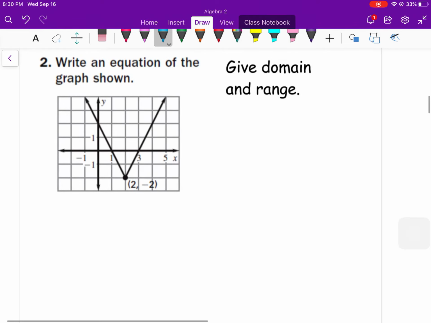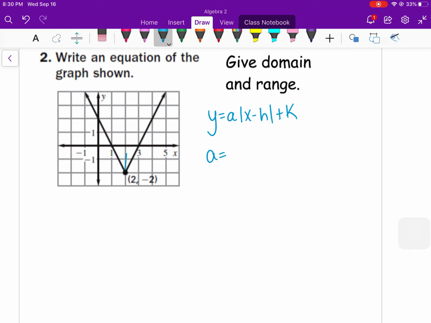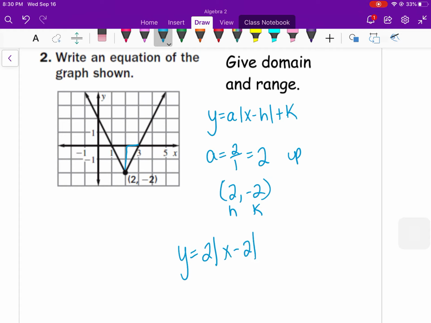All right, going backwards to write the equation then. So we need the general form again, a absolute value of x minus h plus k. The a value is the slope, so I can find that by finding rise over run. Up 2/1 it looks like, so 2/1 reduces to just 2. It is positive again since it opens up. The vertex is at 2, -2, so I'm going to plug the vertex in for h, k. So the equation will be y equals 2 absolute value of x minus 2, and then plus -2 at the end, or minus 2 again.